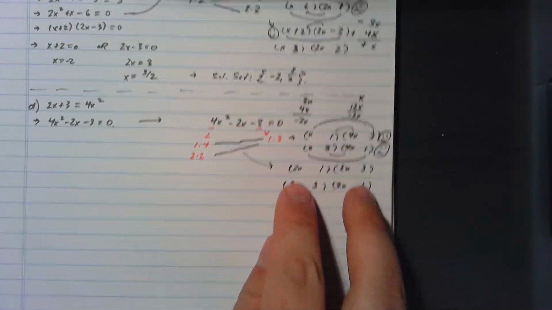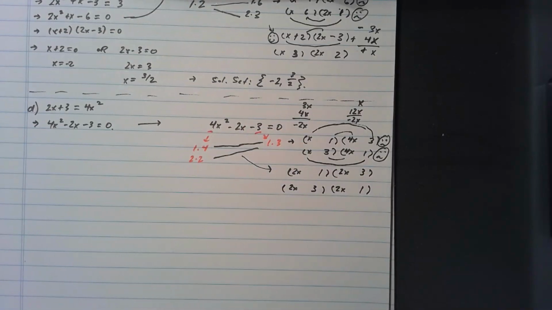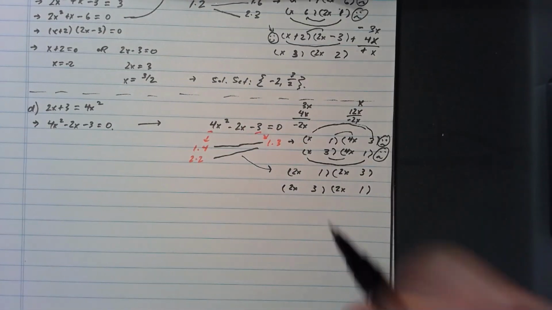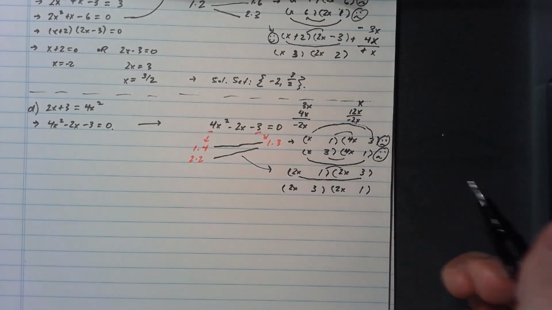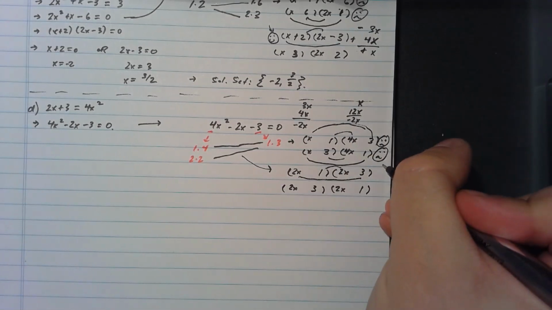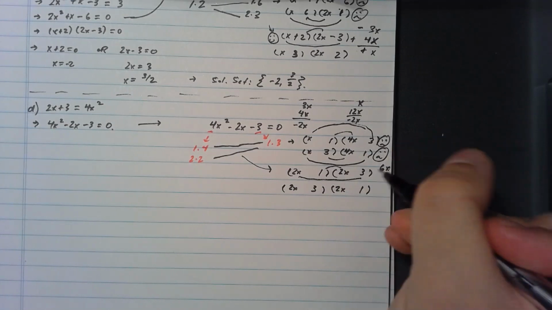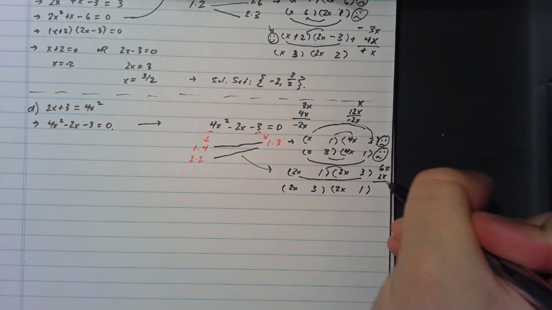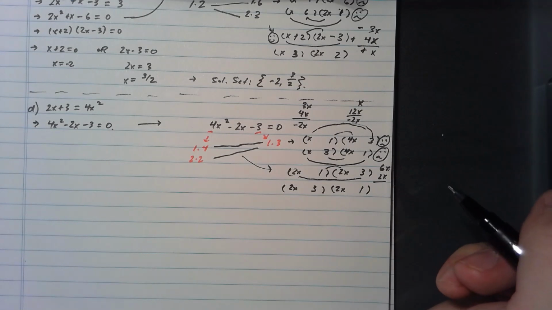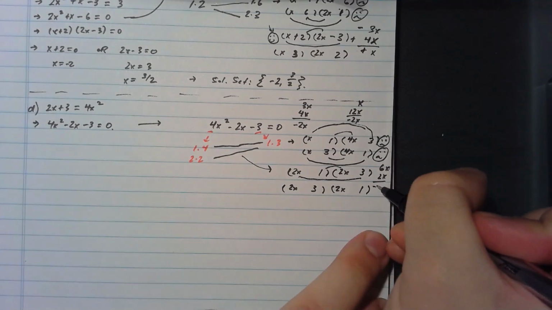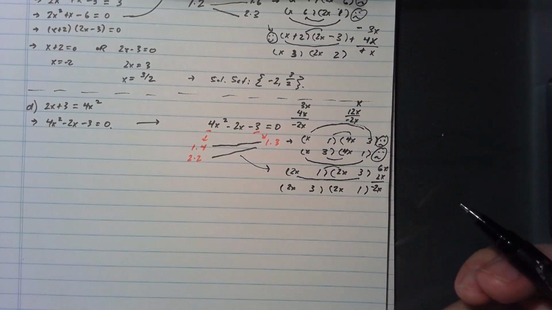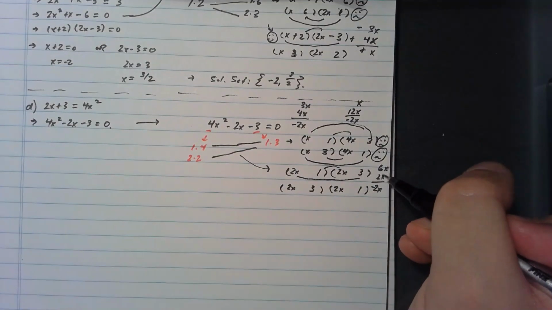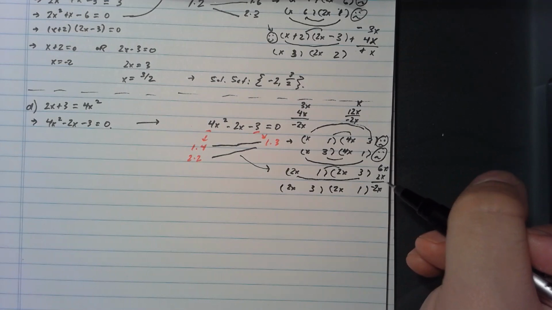Let me try these two. So this is going to be 2x times 3 and 1 times 2x. So that's going to be 6x and 2x. Can I add those together to get 2x or negative 2x? That's going to give me 8x or 4x, but never negative 2x. So that's not going to work either.